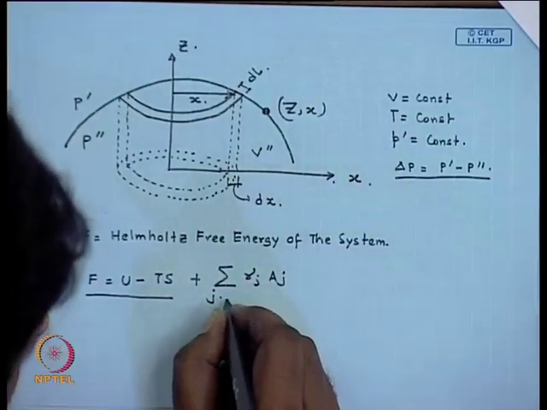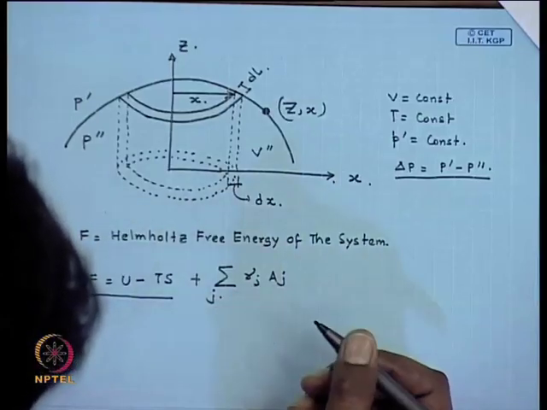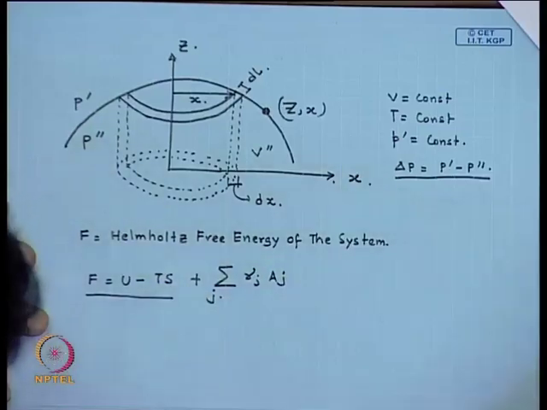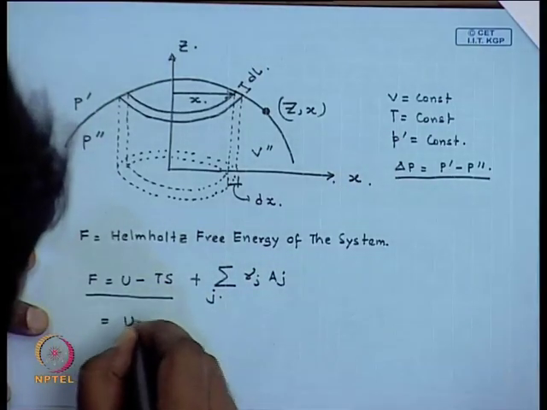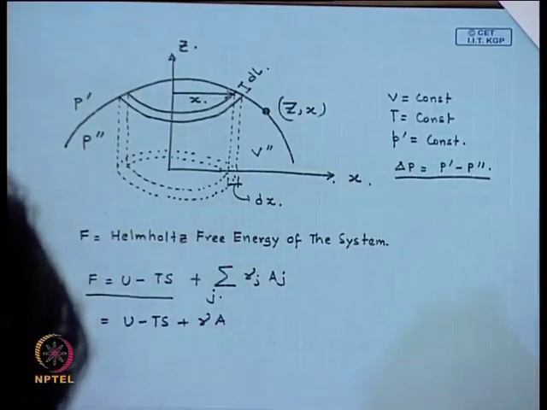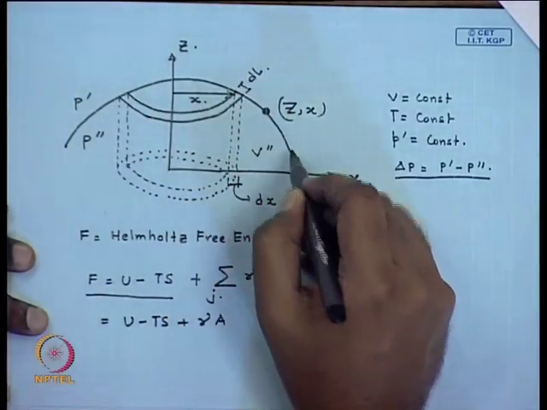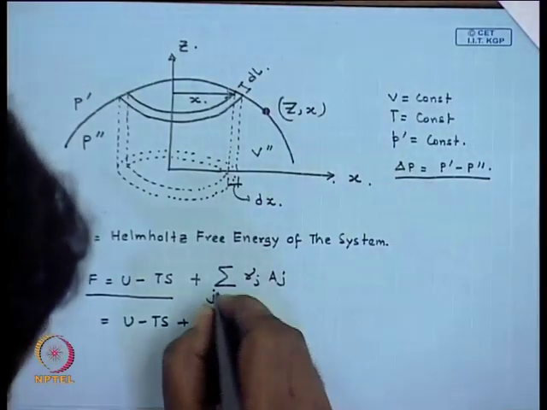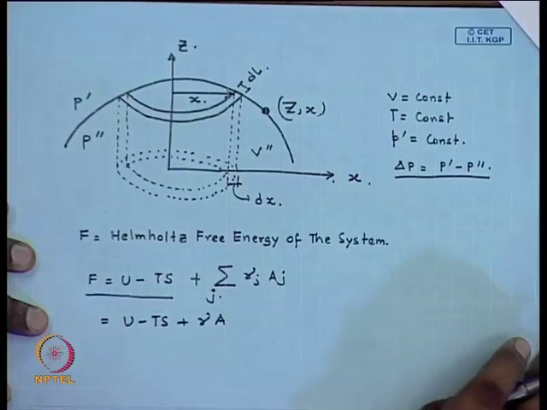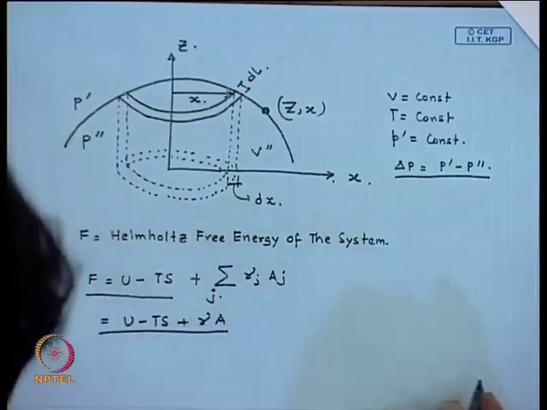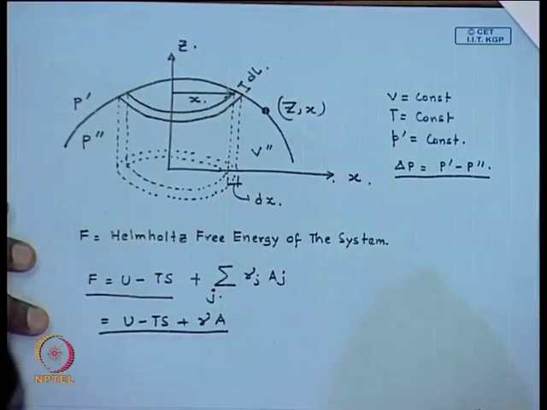Okay. So, J is the number of interfaces present, and for a system like this it will simply get replaced by a term like gamma A, because you have one interface, or one surface, where the surface tension is gamma. Please do not confuse this J with the number of components present in the system. J here refers to the number of interfaces present in a particular system. So, this is going to be the final form of the Helmholtz free energy we are going to talk about.